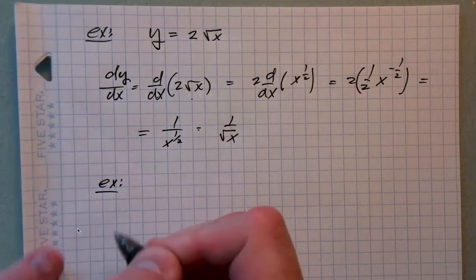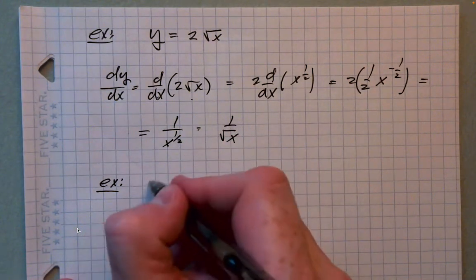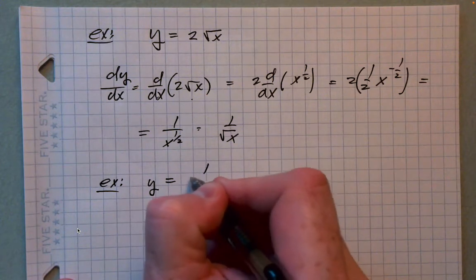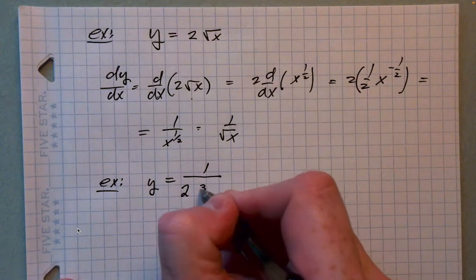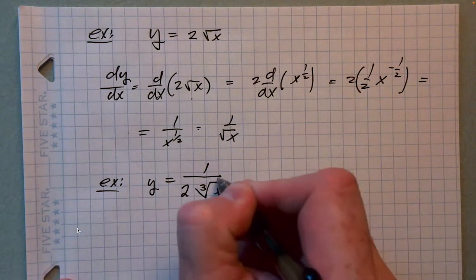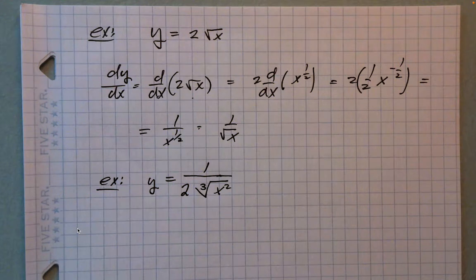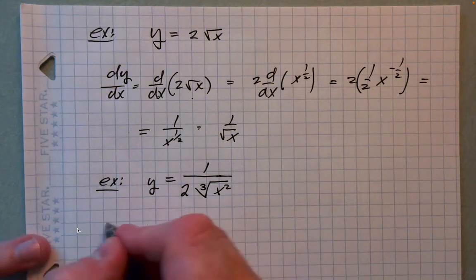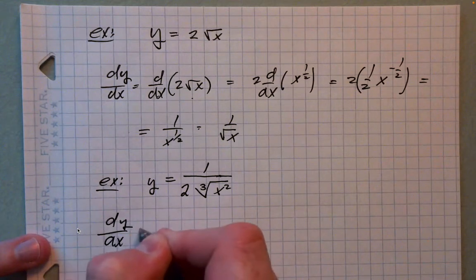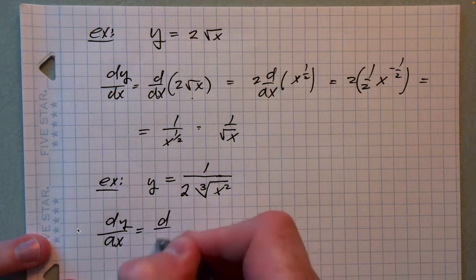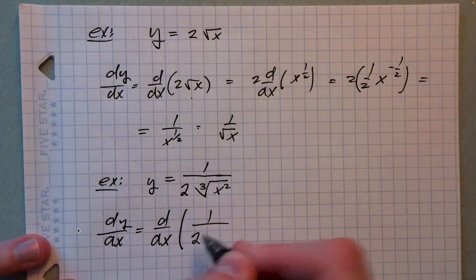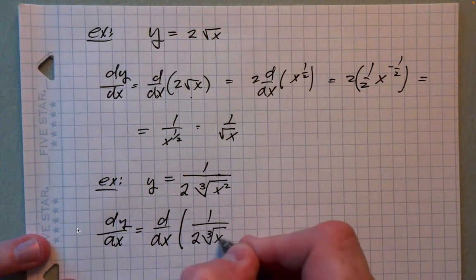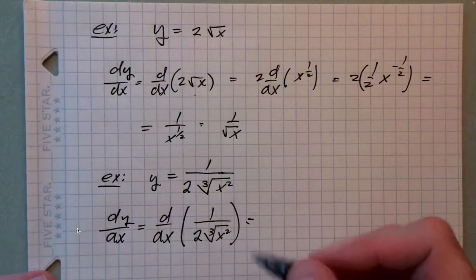And let's try one more here. Maybe, let's say y is equal to 1 divided by 2 times the cube root of x squared, so kind of a more complicated one. Let's see what we can do with this. Okay, so then dy over dx is equal to d dx of 1 over twice the cube root of x squared. So of course we can pull the 1/2 out.